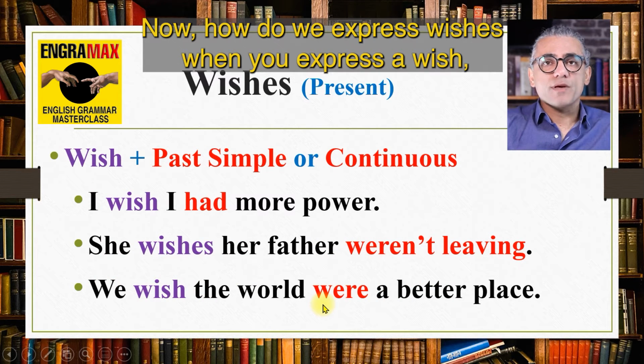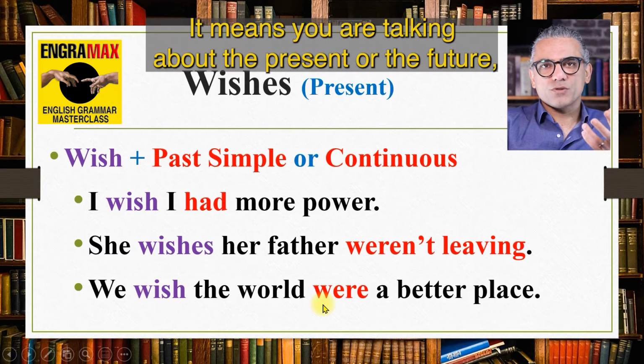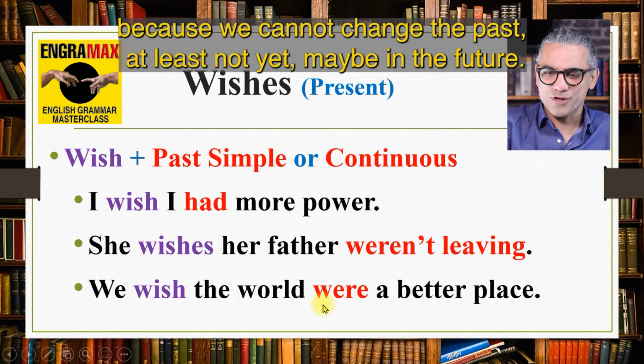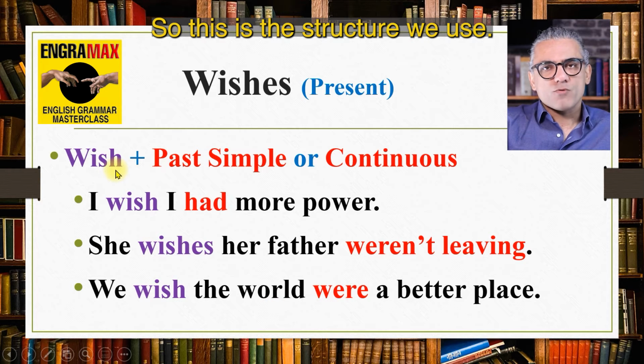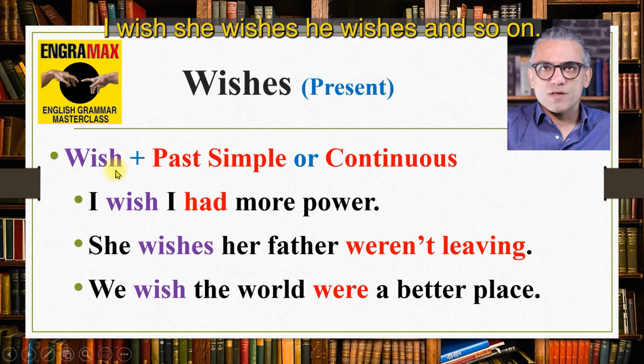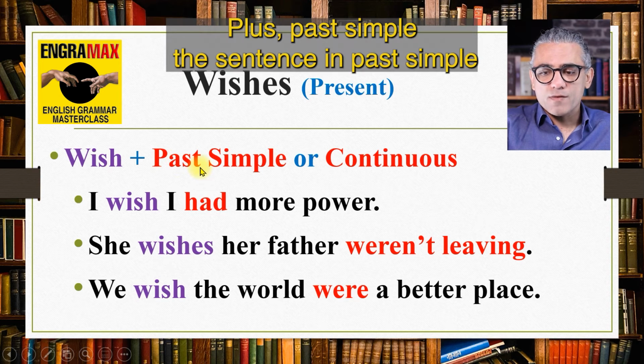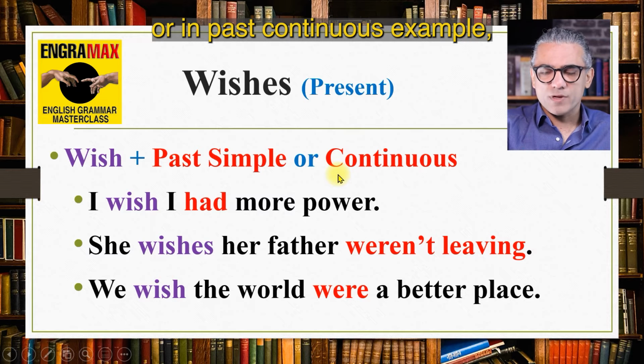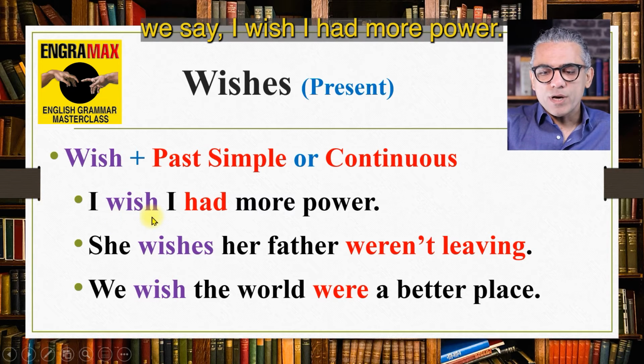Now, how do we express wishes? When you express a wish, it means you're talking about the present or the future, because we cannot change the past, at least not yet, maybe in the future. So this is the structure. We use I wish, she wishes, he wishes, and so on, plus the sentence in past simple or in past continuous. Example, we say, I wish I had more power.